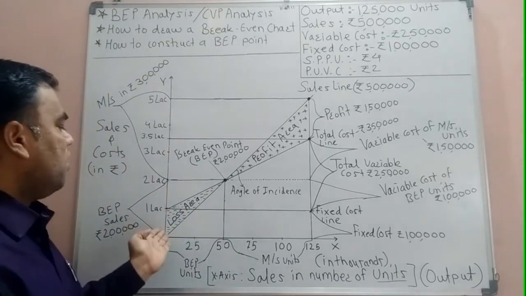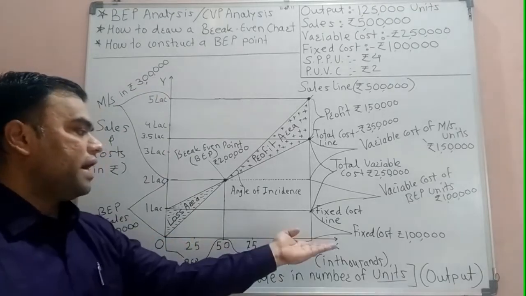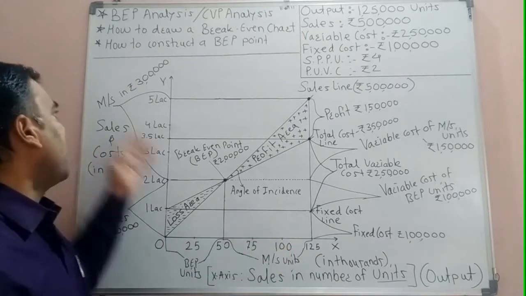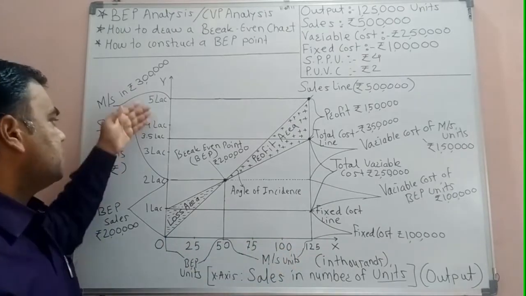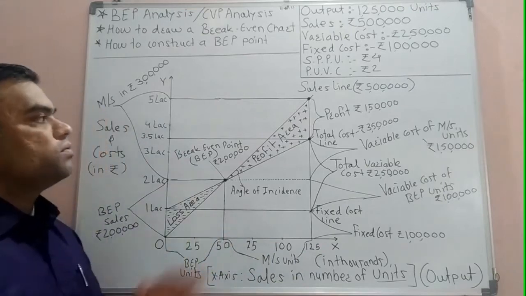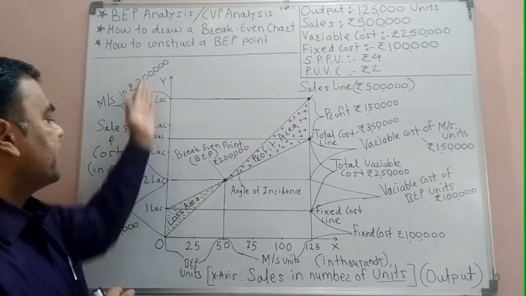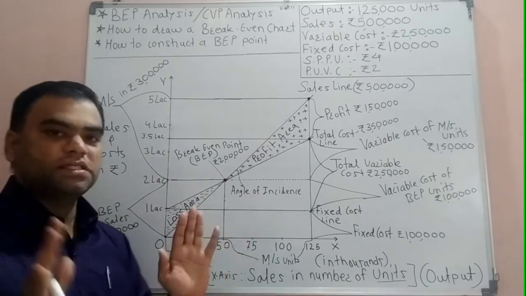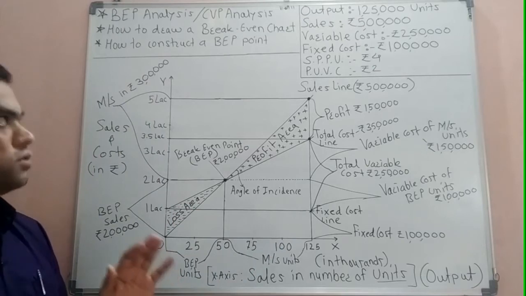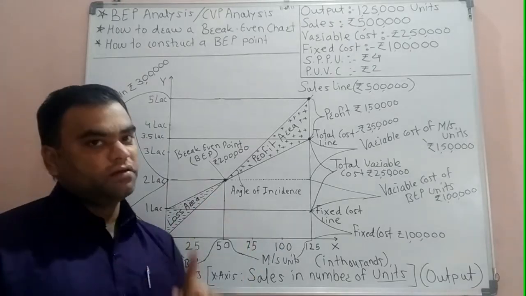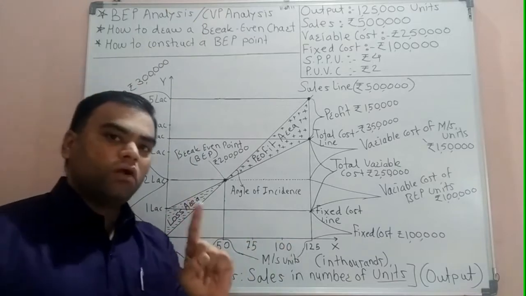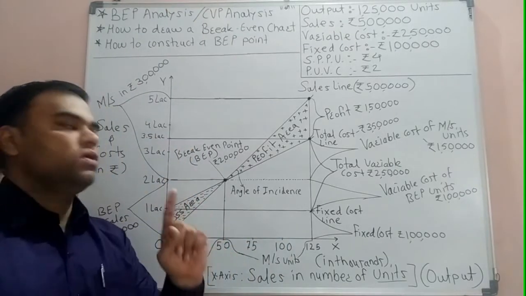So when we draw the y-axis and x-axis, and show variables like sales units on the x-axis and sales and cost in rupees on the y-axis, and depict points on these axes, we get the y-axis and x-axis ready. Then what do we have to do? First of all, we have to draw the fixed cost line, or fixed cost curve.